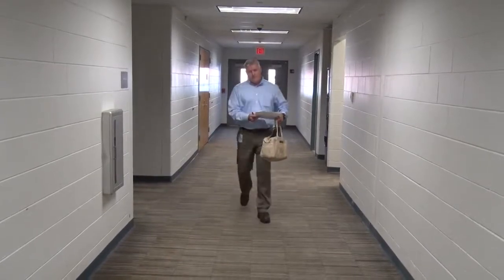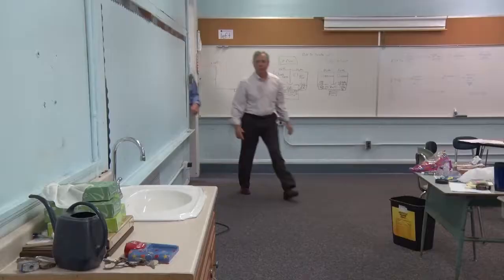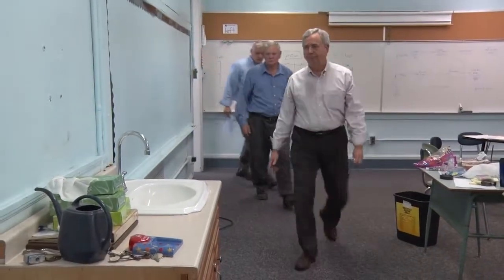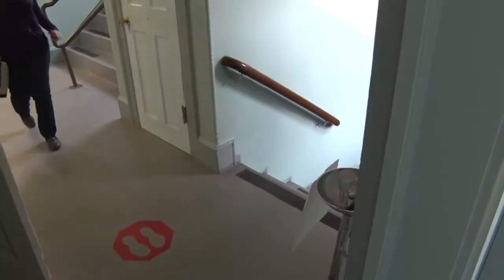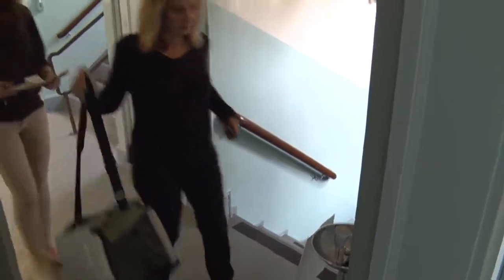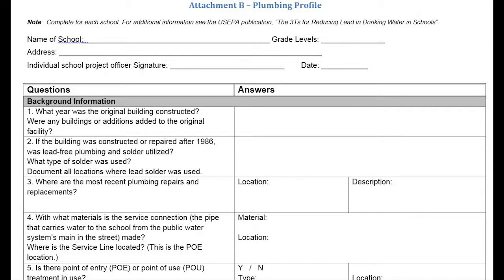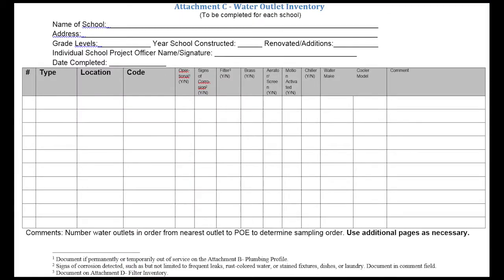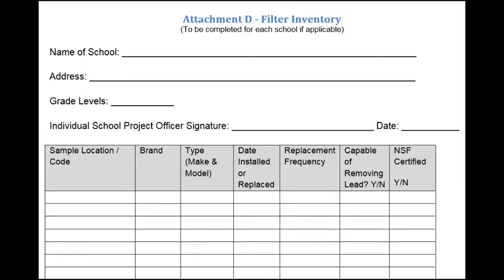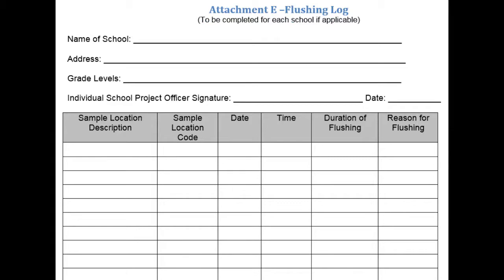A walkthrough is an on-site assessment and verification. At least 3 walkthroughs should be conducted in the school prior to the actual collection of water samples that will be tested for lead. Each of these 3 walkthroughs accomplishes different things. At least 1 walkthrough must be conducted to complete or verify information required for the plumbing profile, the floor plan, the water outlet inventory, the filter inventory, and the flushing log.